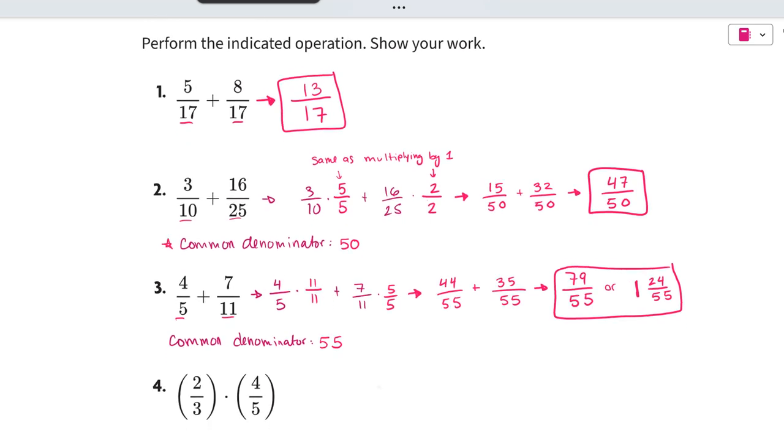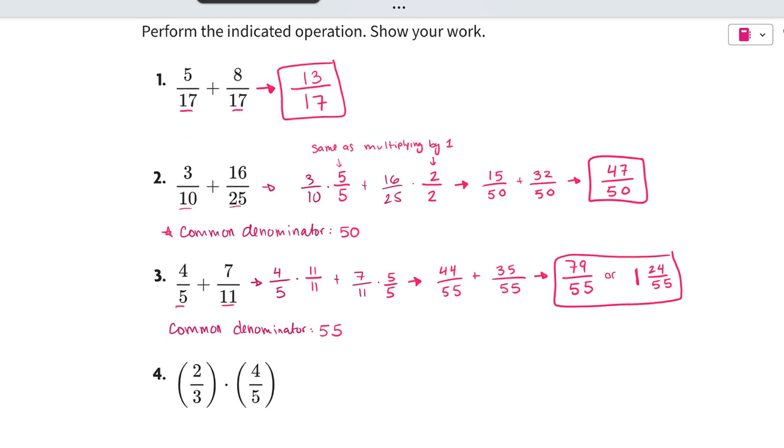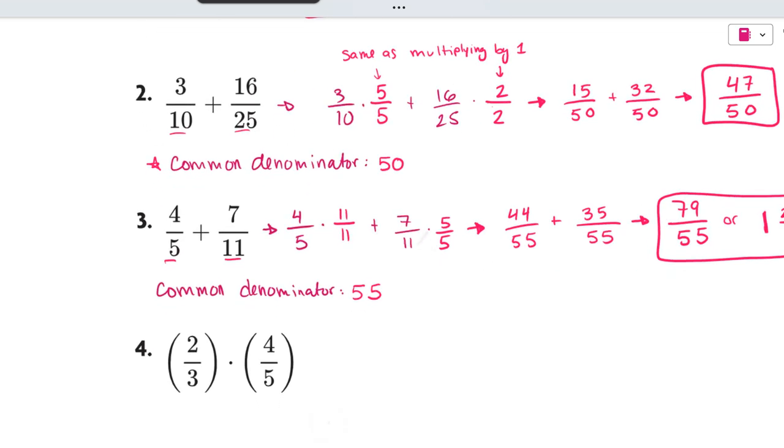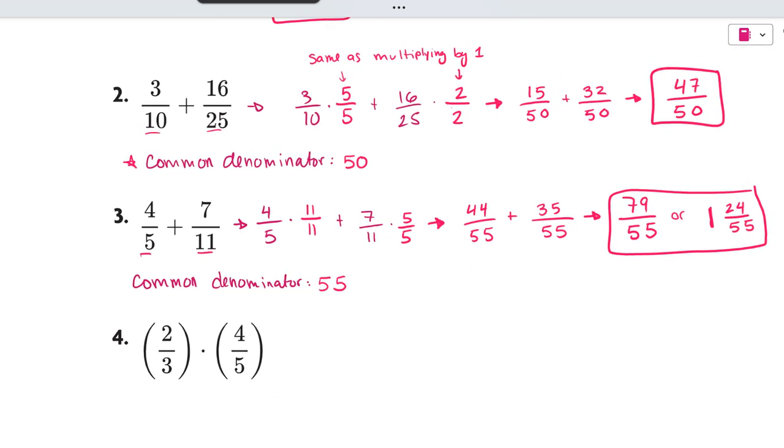Okay, so question 3, we're on to multiplication and division. There's little divisions in here. I always like to try to look to divide first. It's going to make our numbers smaller rather than getting them bigger. So 2/3, there's no common factors there, and 4/5, there's no common factors. So I can't simplify either term there.